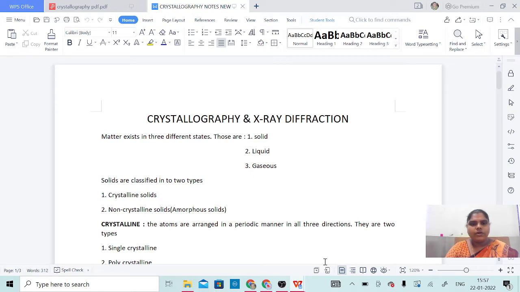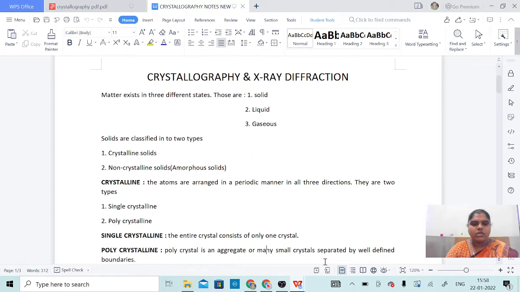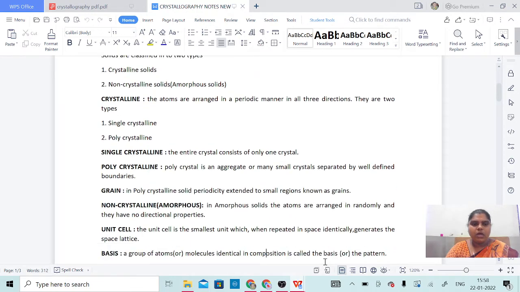Solids are classified into two types: crystalline solids and non-crystalline solids, that means amorphous solids. Non-crystalline means amorphous, which is in powder form. Let us see what a crystal is.